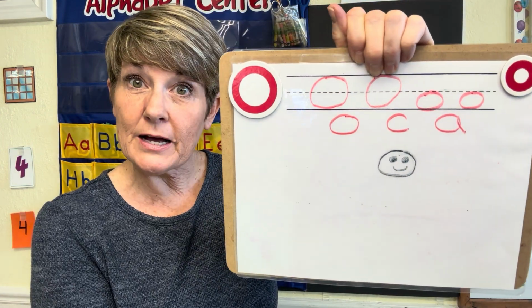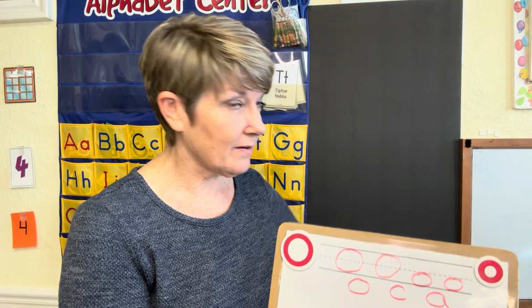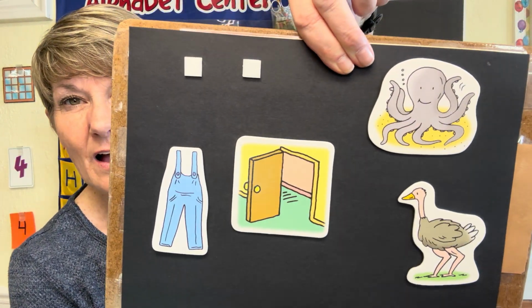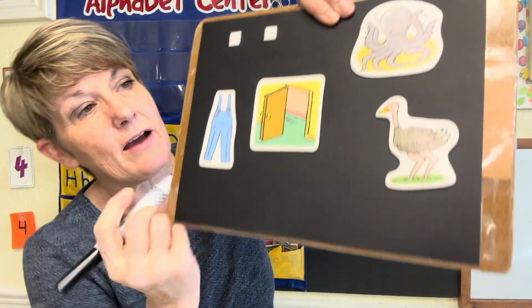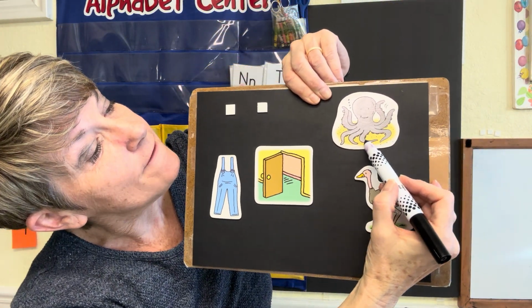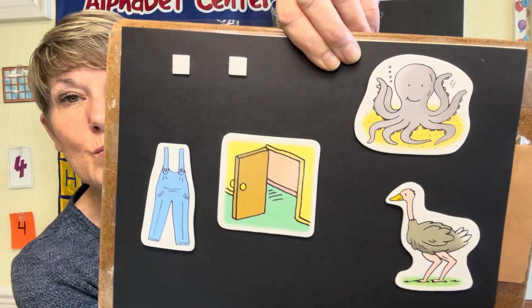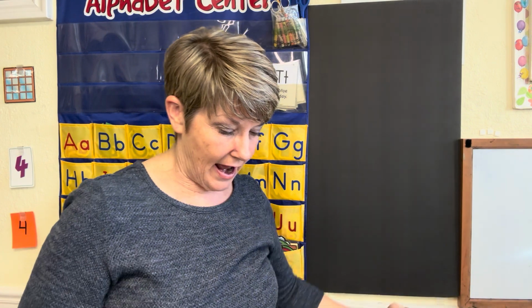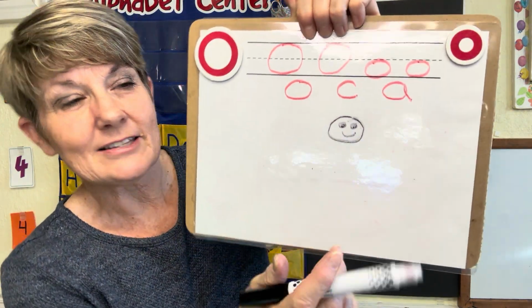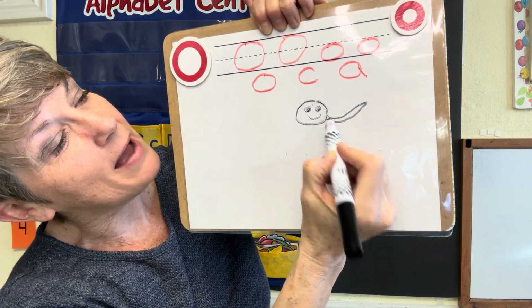Now, an octopus has 8 legs. Look at this octopus right here. Can you see all those legs? Should we count them? Let's count his legs. 1, 2, 3, 4, 5, 6, 7, 8. Can we draw 8 legs on our octopus? Let's try it. Let's draw, come out here and then come back.